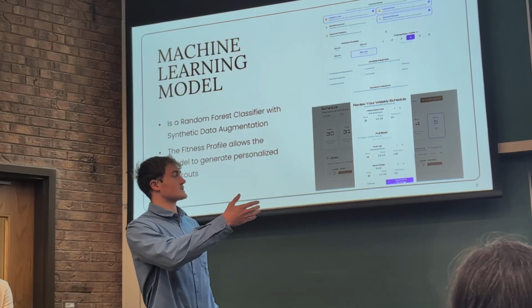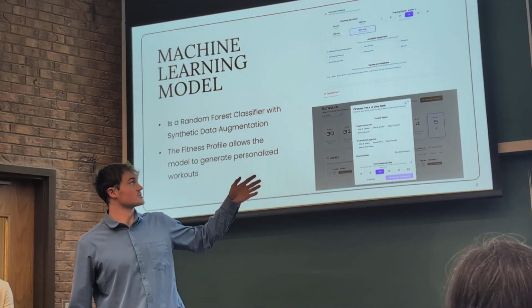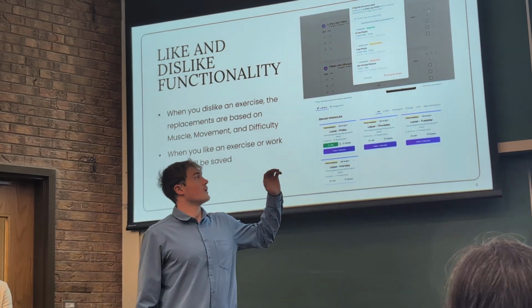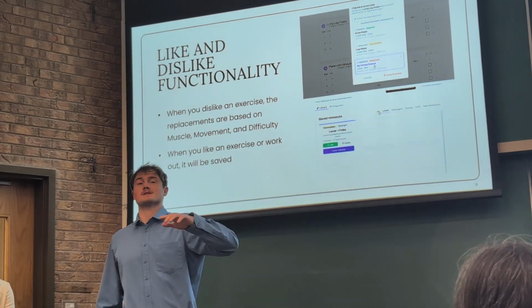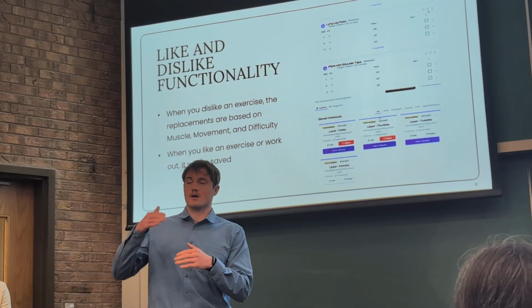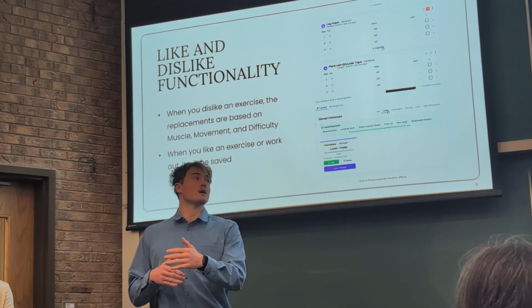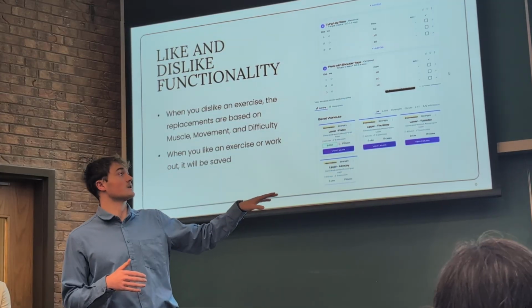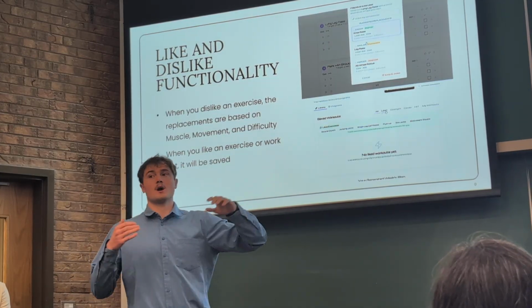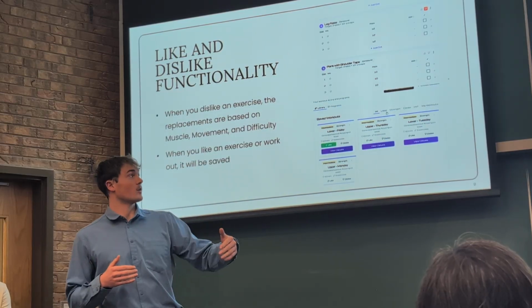So after you approve and schedule it, the next one is the like and dislike functionality. When you dislike an exercise, it will prompt you with 3 other exercises that are easier, the same level, and harder than the previous exercise that you disliked. With that, the model will know that you don't like that exercise and will replace it with another one.